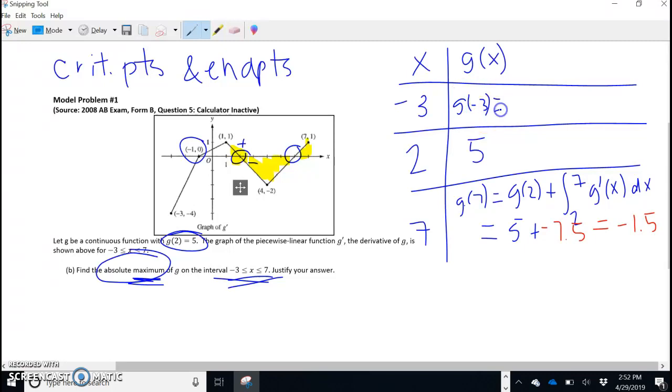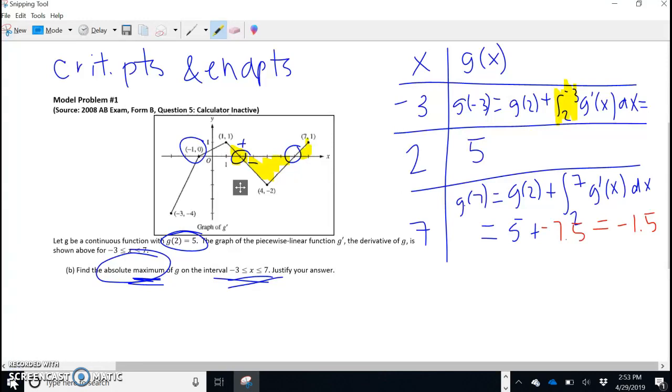G of negative 3 is going to be equal to my old value, g of 2, plus the integral from old to new of g prime. Again, I want you to pause the video and see if you can agree with the answer that I get here. There is definitely some rigor here because my bounds appear to be backwards. So think critically and carefully about this one, and when you unpause, we'll see if we agree on the answer.